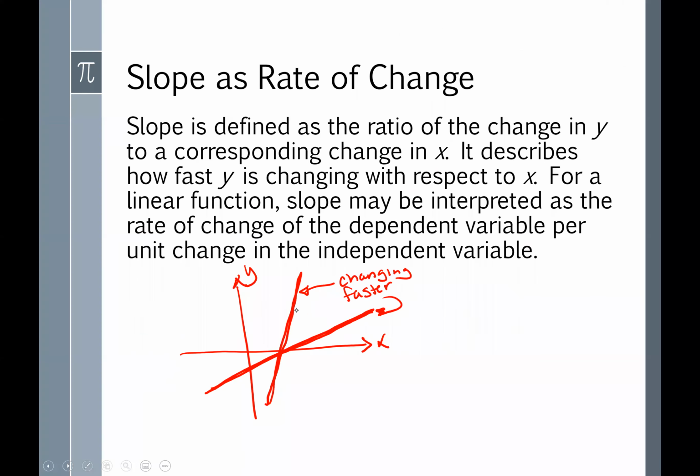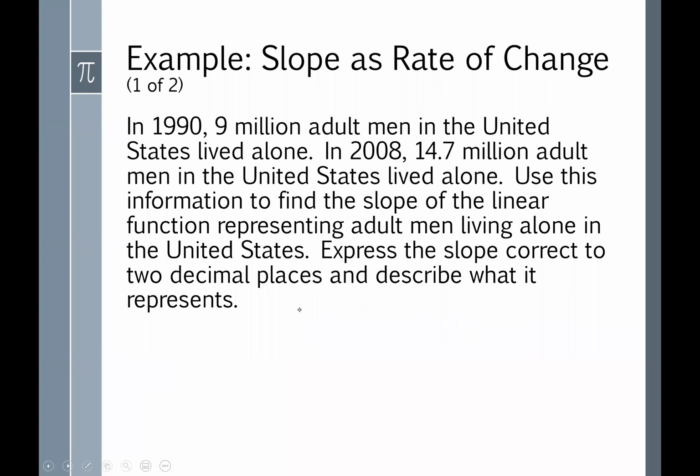All right, so let's look at this example. In 1990, 9 million adult men in the United States lived alone. In 2008, 14.7 million adult men in the United States lived alone. So it increased from 1990 to 2008. The number of adult men living alone has increased, so my slope is positive. As x gets bigger, y is also getting bigger. As the years progress, the number of adult men living alone increases. So the slope is positive.